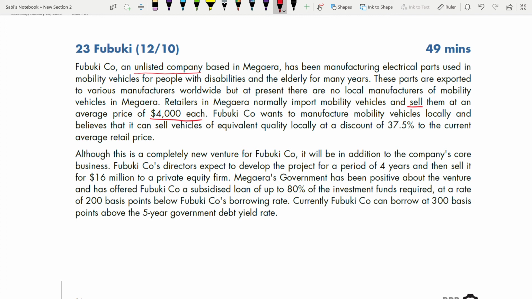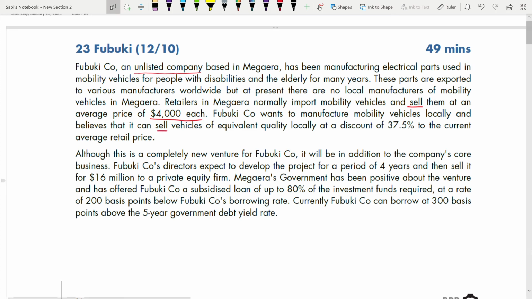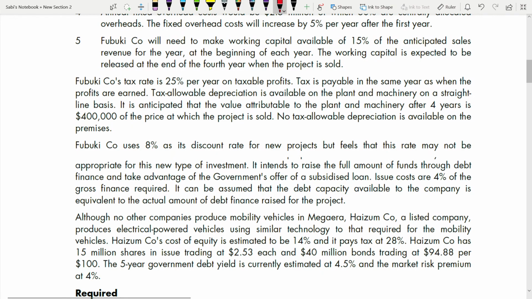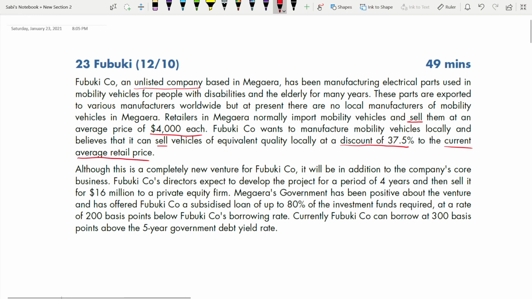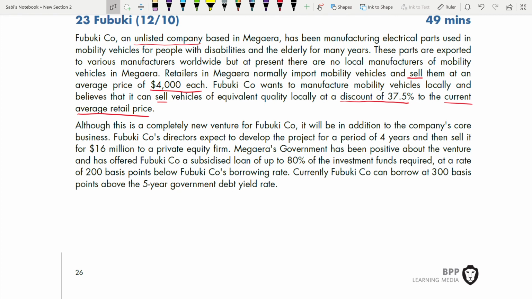So Fubuki wants to manufacture mobility vehicles locally and believes that it can sell vehicles of equivalent quality locally at a discount to the current average retail price. That means what is the price? 4,000, and on this you're selling at a 37.5% discount. Although this is a completely new venture for Fubuki, it will be in addition to the company's core business. Fubuki directors expect to develop the project for a period of 4 years. Time is given, so you have to find the cash flows.